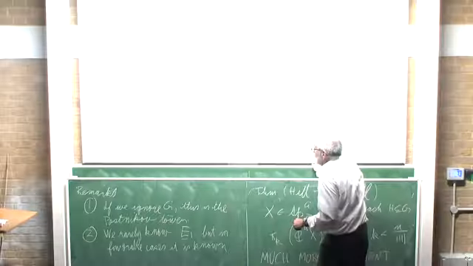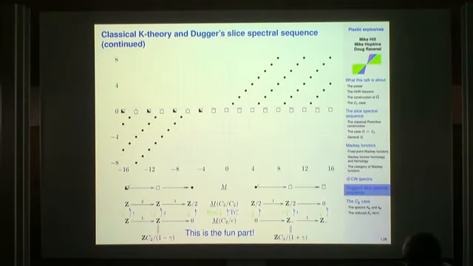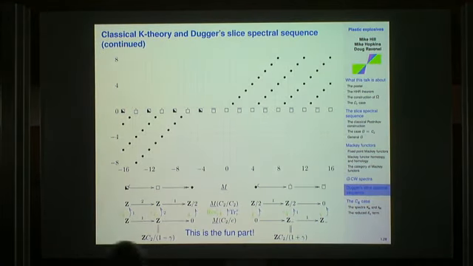Okay, we are looking at the slice spectral sequence for real K theory, KR, as conceived by Atiyah. This is a Z2 equivariant spectrum. The underlying spectrum is complex K theory. The fixed point set is real K theory. And this is the slice spectral sequence for it. This was the subject of Dan Dugger's thesis around 2000.